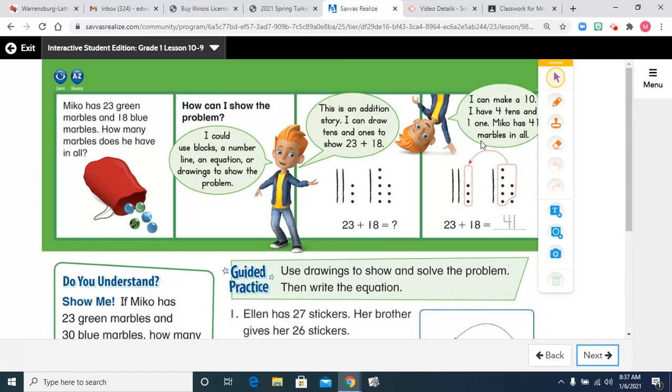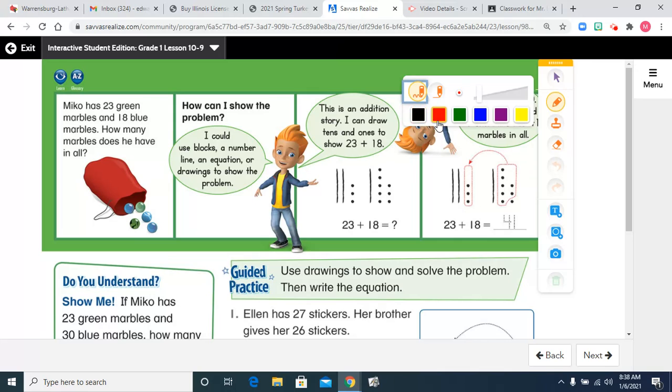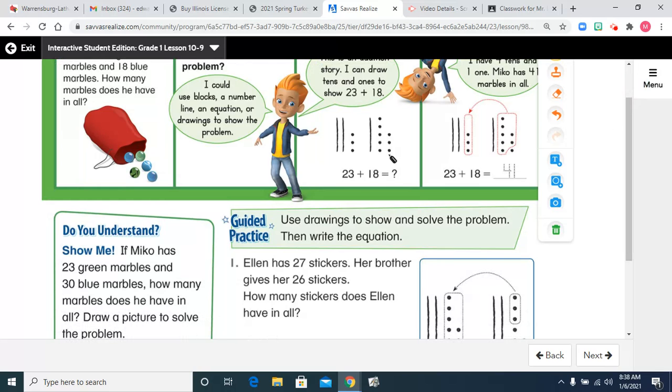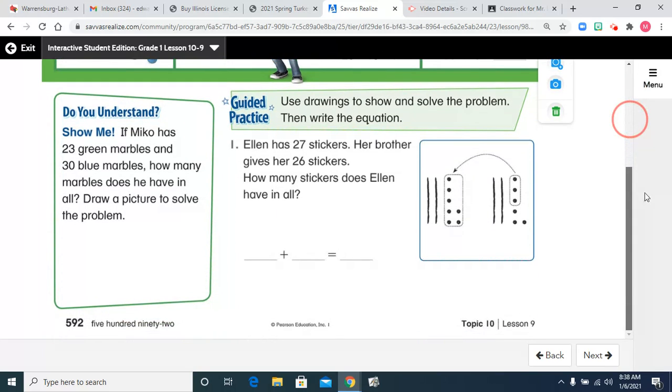At the top, it just shows you the guy from the video and the example that he did, the story problem that he did. He used lines and dots to solve his. Okay, let's read the directions. It says, use drawings to show and solve the problem, then write the equation. Okay, number 1 says, Ellen has 27 stickers. Well, here's an equation down here, so let's start filling in our equation. So 27, her brother gives her 26, so we have to add 26 more to that. Her brother gives her 26 stickers. How many stickers does Ellen have in all?